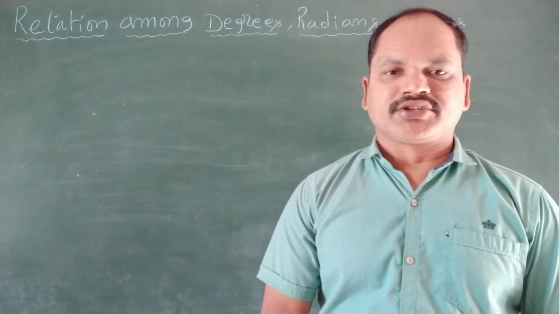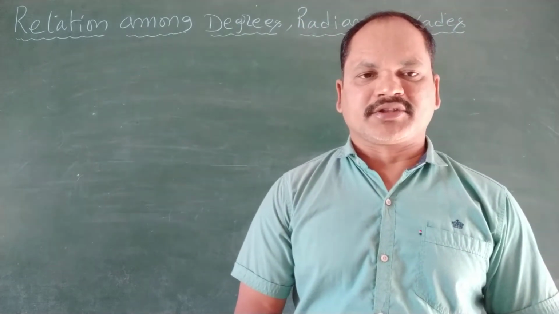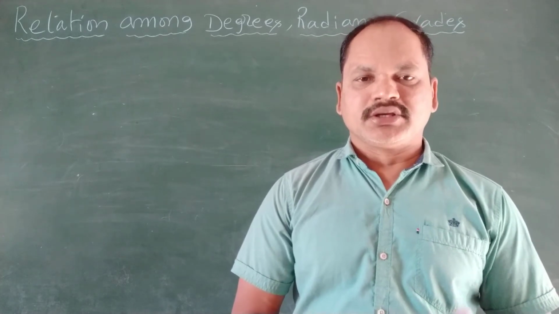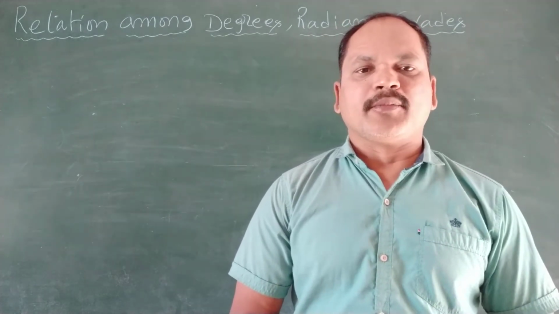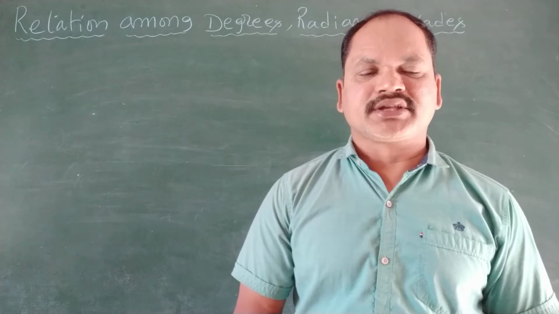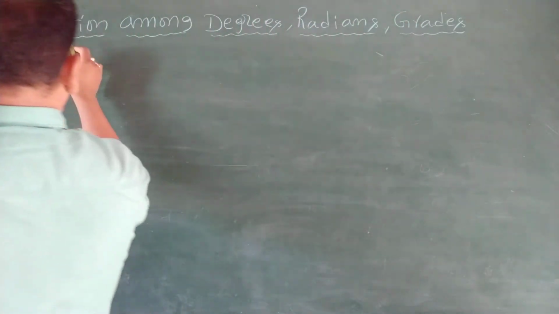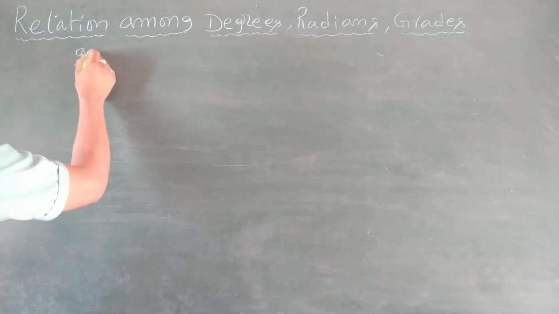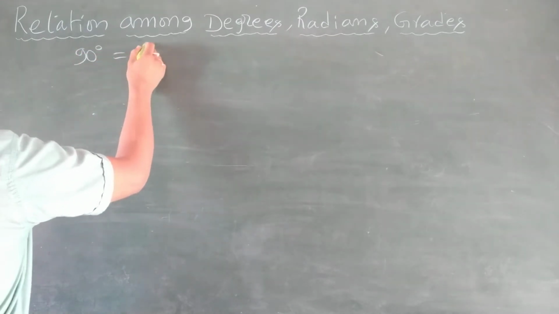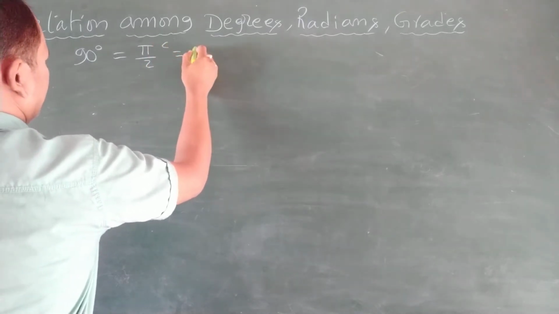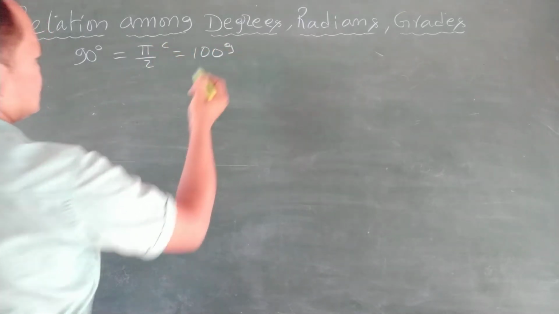Okay, my dear students, now we are going to the chapter-wise concept. The topic is trigonometry. Now we are going to the trigonometric ratios. In that, the relation among degrees, radians, and grades. So we know that 90 degrees is equal to pi by 2 radians is equal to 100 grades.